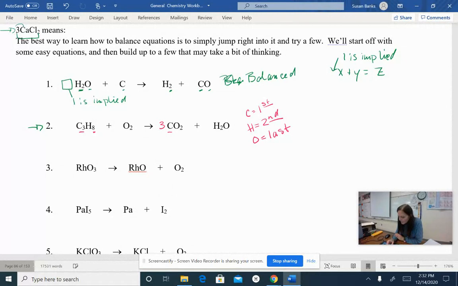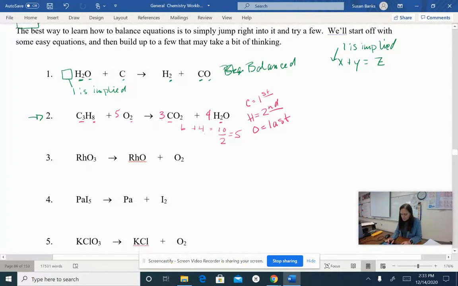For hydrogens, I've got 8 and I've got 2. What can I multiply 2 by to make it 8? Did you say 4? Yep, I can multiply it by 4. Now I'm going to look at my oxygens on this side. So 3 times 2 gives me 6. 4 times 1 gives me 4. 6 plus 4 gives me 10. Notice I have groups of 2. So 10 divided by 2 is 5. So that means I need 5 oxygens over here. And we are balanced.